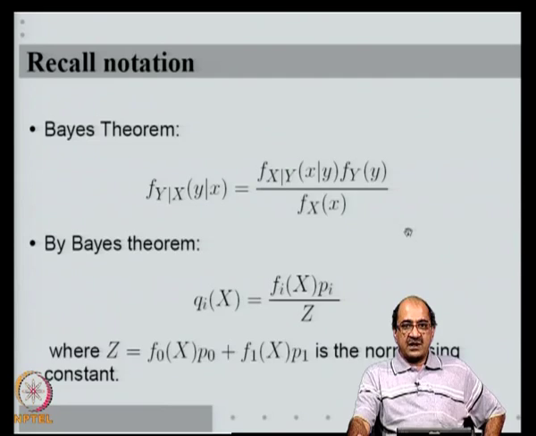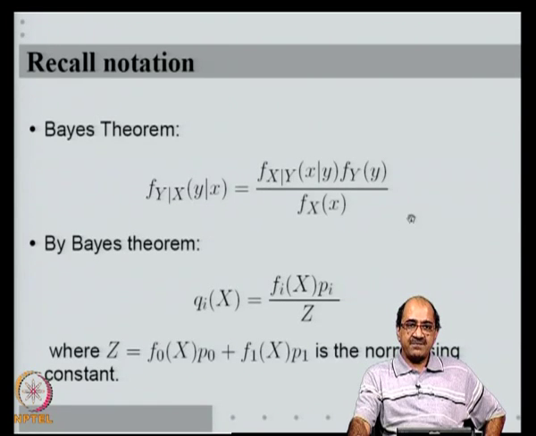Still recalling our notation, as we mentioned last time, Bayes theorem is given there. We can get one conditional density in terms of the other conditional density. Applying it to our current case, it tells you that q i of x is f i of x times p i divided by z, where f i is the class conditional density, p i is the prior probability and the q i's are the posterior probabilities, where z is the normalizing constant, which is simply f0 p0 plus f1 p1.